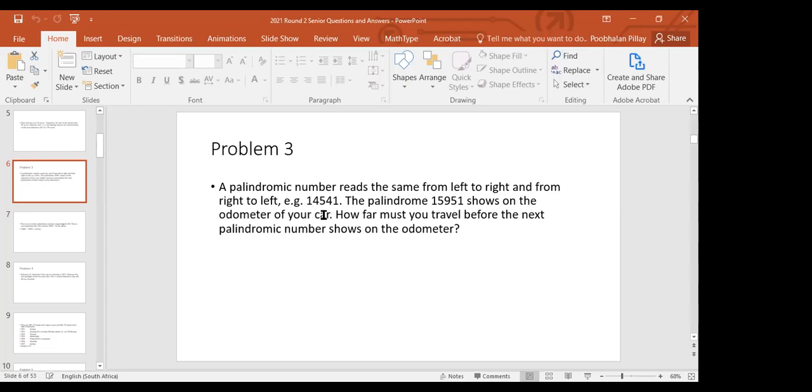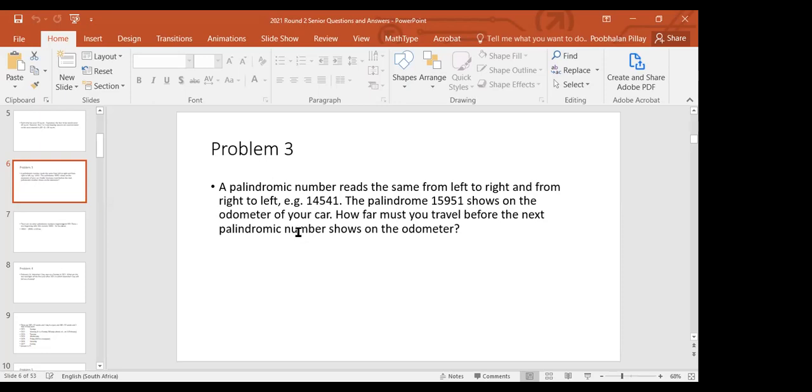And from right to left. So if you read it forwards and backwards, you get the same number. If you read this, 14541, backwards it is also 14541. Okay, so that's a palindrome.